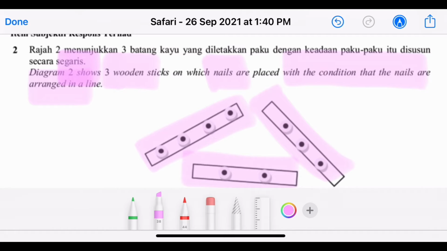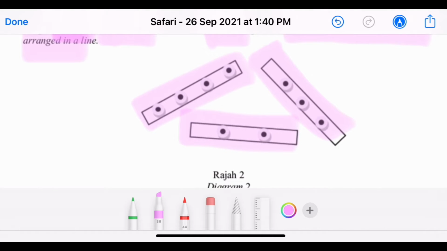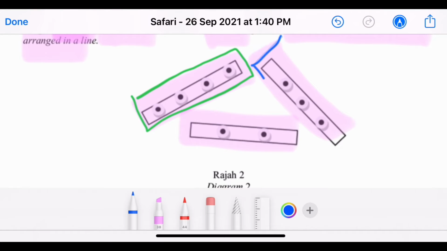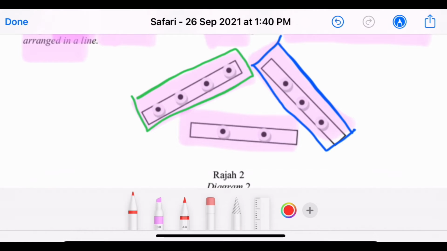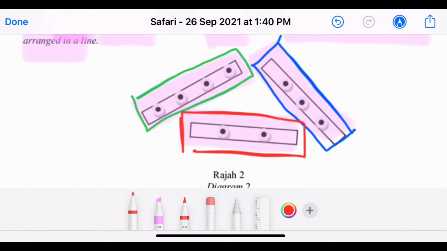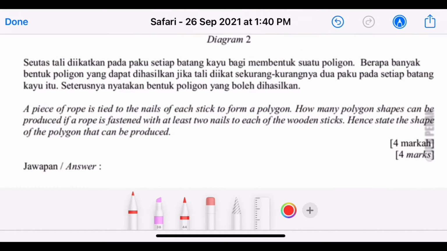We have 3 lines. For the first line, we have 4 nails. For the second, we have 3 nails. And for the third one, we have 2 nails. All right. So a piece of rope is tied to the nails of each stick to form a polygon.